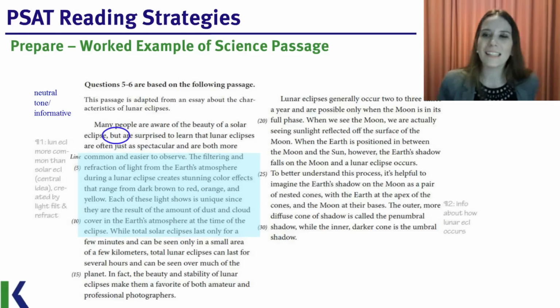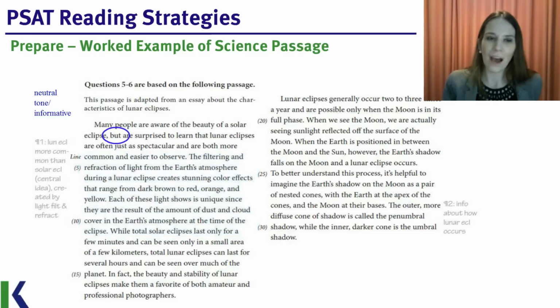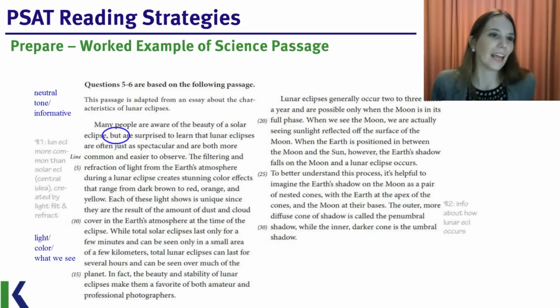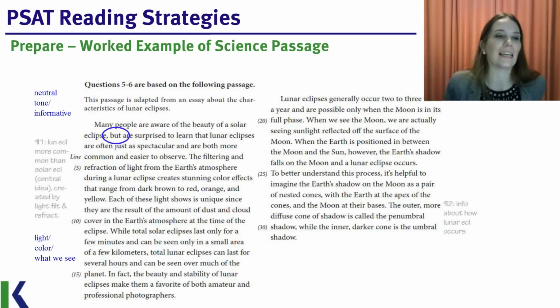There's a couple ways we could say it. We could say this is how we see the lunar eclipse for what it is, why the lunar eclipse looks the way it does. We could say this is about the color of the lunar eclipse, or how the light of the lunar eclipse makes us see it. But something about this is about the light, the colors, the what we see, and why we see what we see. That's what we're getting right here.